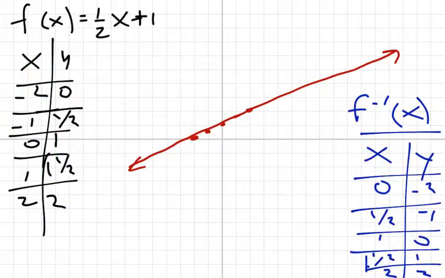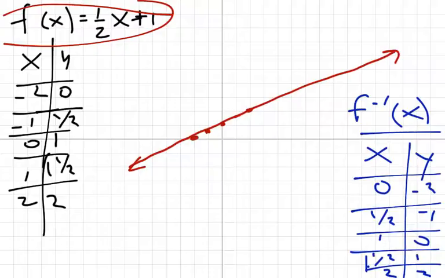I just graphed my function, which I used the red for, so that's my red right now. Now I'm using blue for the inverse function, so let's graph that. 0, negative 2. 1/2, negative 1. 1, 0. 1.5, 1. 2, 2. And here we go, they intersect again.